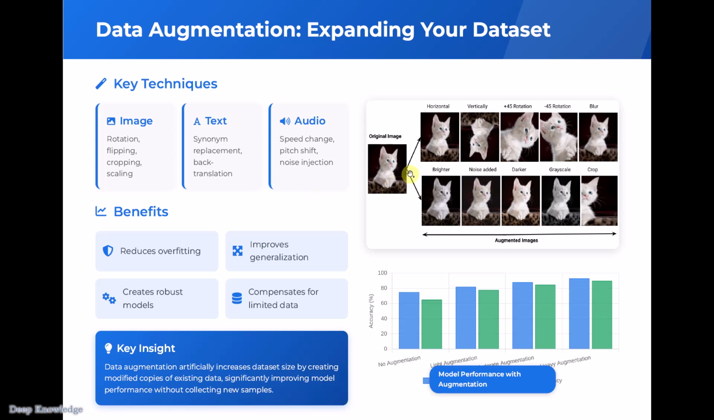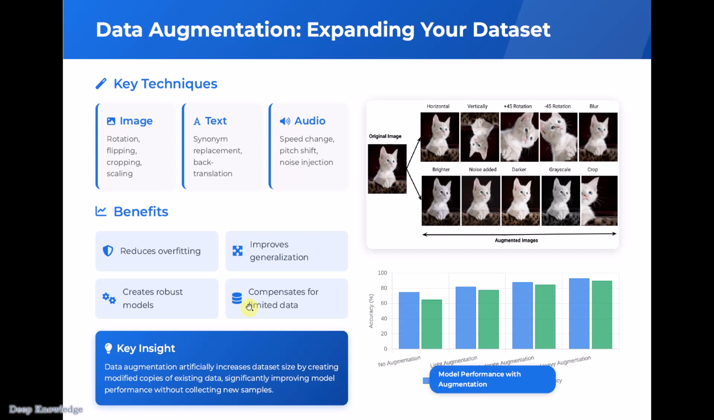This is the benefit of data augmentation: reducing overfitting, because you will have a large data set, and also improving generalization. Instead of focusing on a single image like this, the model will try to generalize across all the images here and create a robust model. It is a compensation for limited data. If you have a small data set, this will solve your issue.